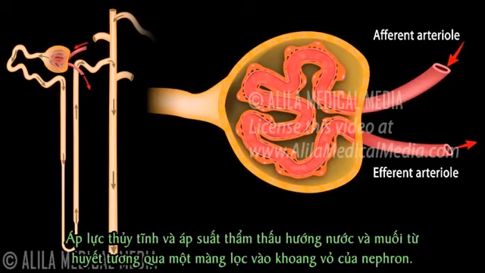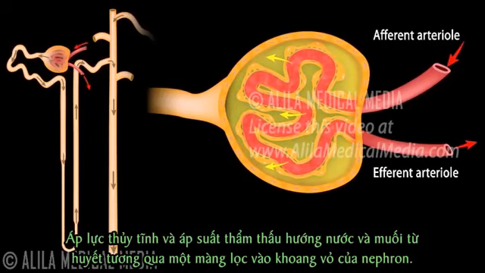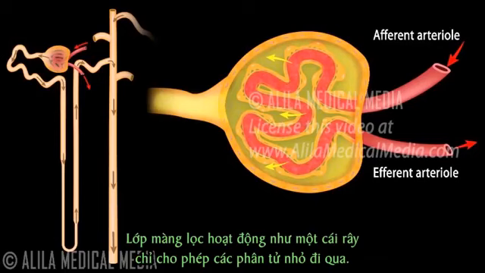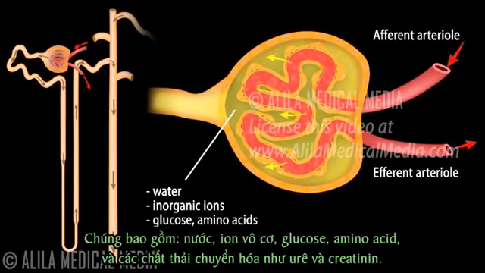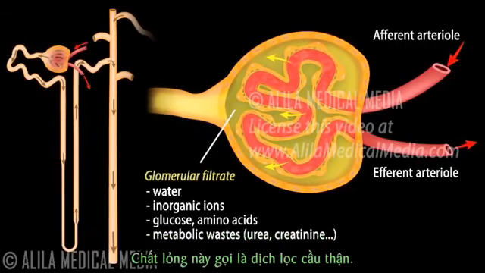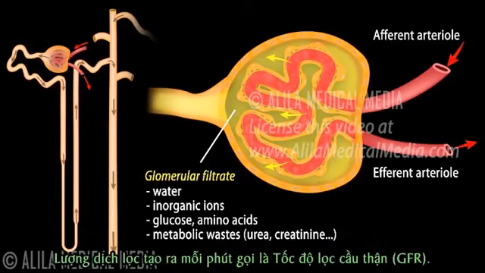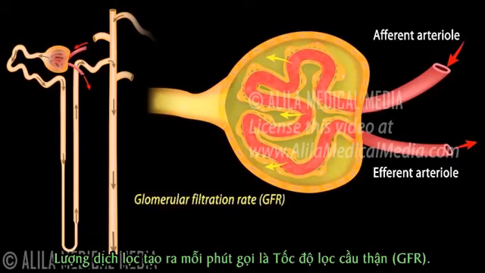Hydrostatic and osmotic pressures drive water and solutes from blood plasma through a filtration membrane into the capsular space of the nephron. The filtration membrane acts like a sieve, allowing only small molecules to pass through. These include water, inorganic ions, glucose, amino acids, and various metabolic wastes such as urea and creatinine. This fluid is called glomerular filtrate. The amount of filtrate produced per minute is called glomerular filtration rate, or GFR.